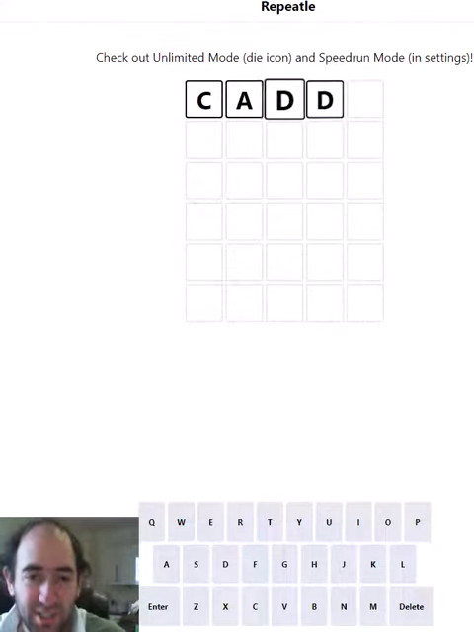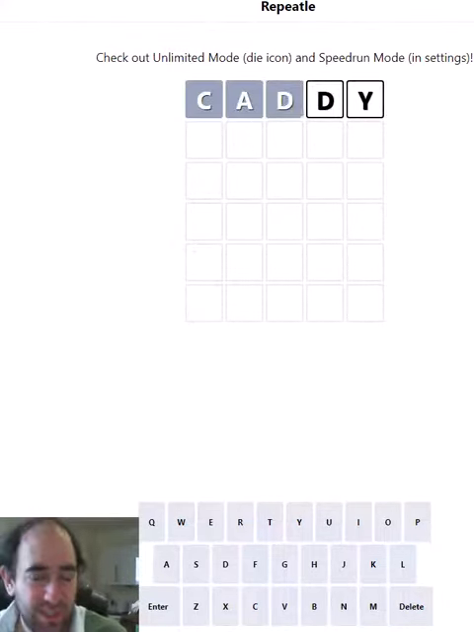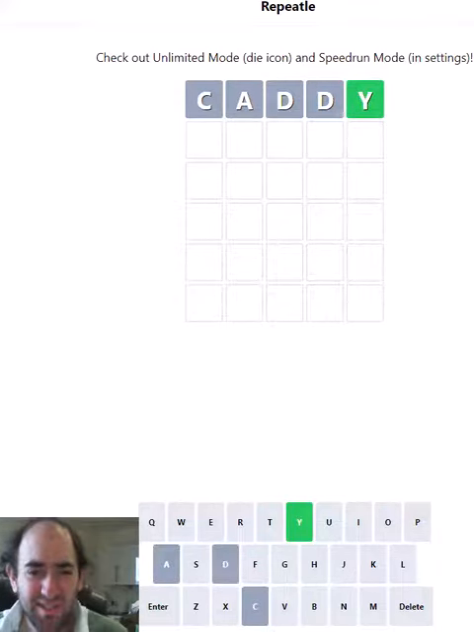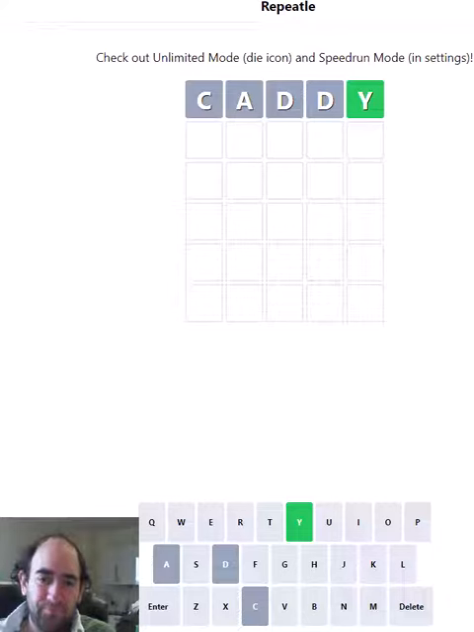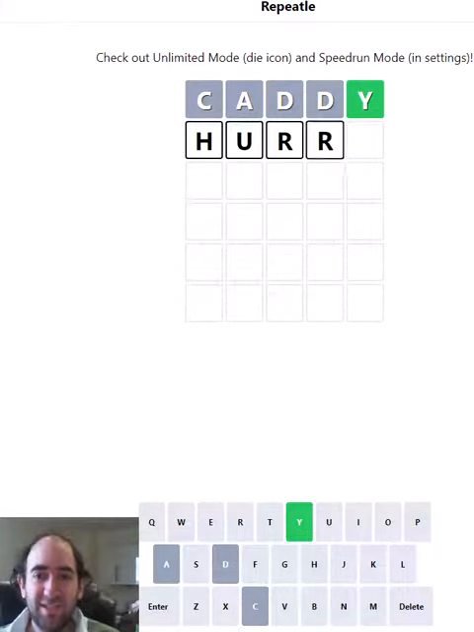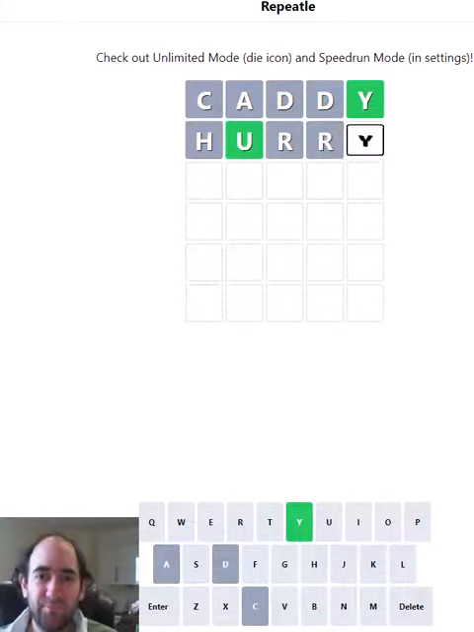Hello again, welcome to today's attempt at the Repeatle puzzle, starting as always with yesterday's answer, and we've got the Y in the right place again. So not too much variety compared to yesterday, but at least the first four letters are different, although that doesn't really help me, does it? Let's see if we can hurry along.